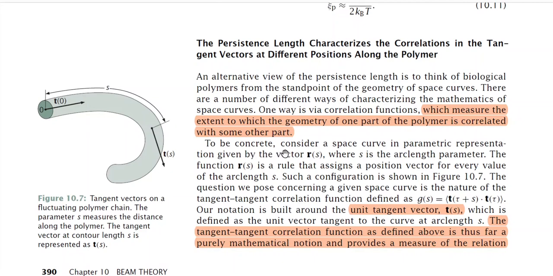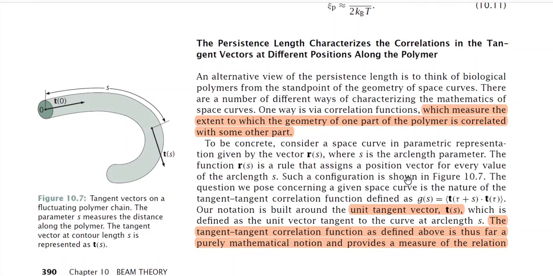To be concrete, let us consider a space curve in parametric representation given by the vector R(s), where s is the arc length parameter. So, what is s? You see in this figure, this one is the s. So, s is a measure of the arc length. The function R(s) is a rule that assigns a position vector for every value of the arc length s.